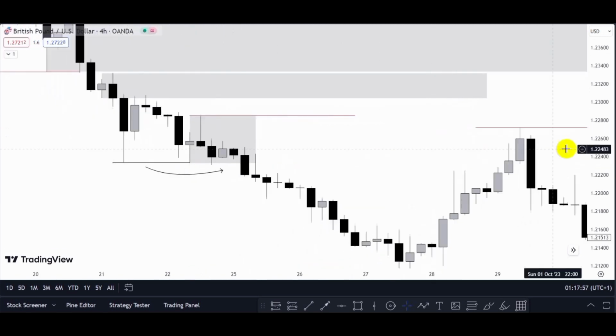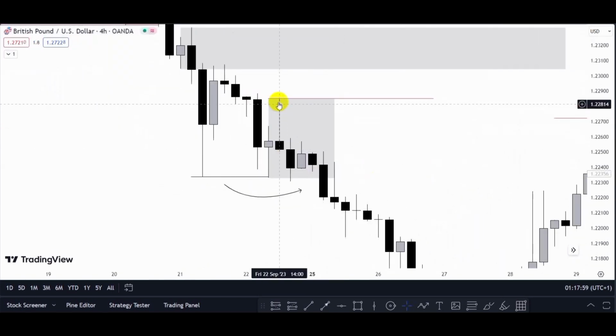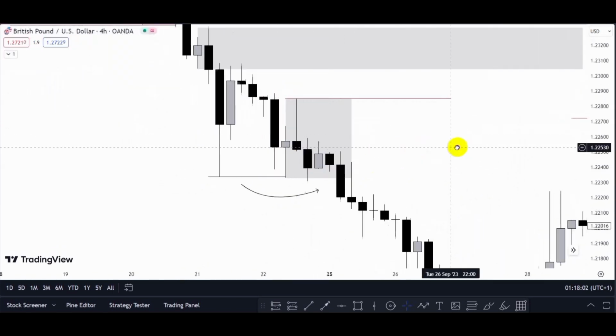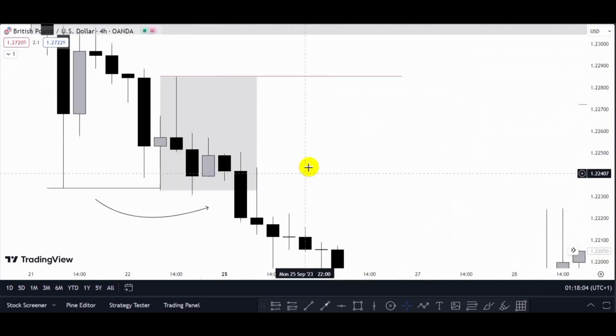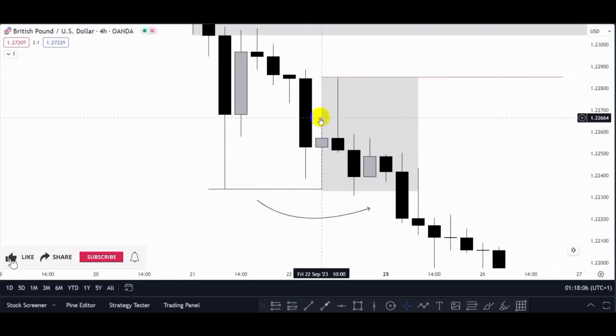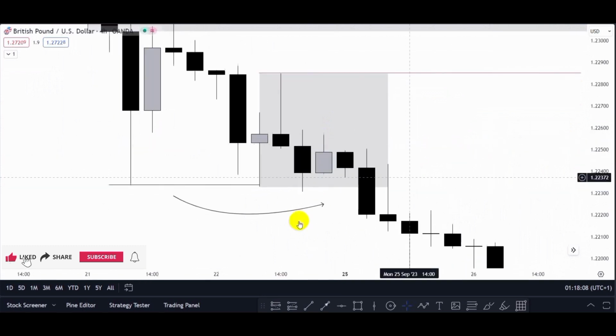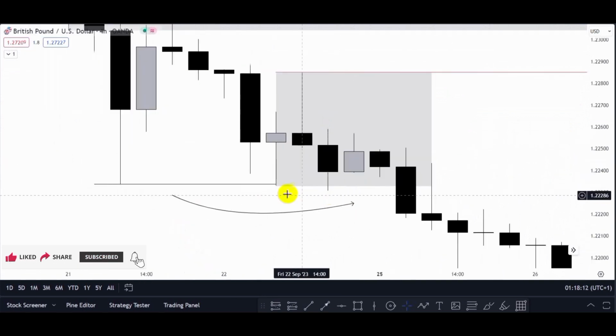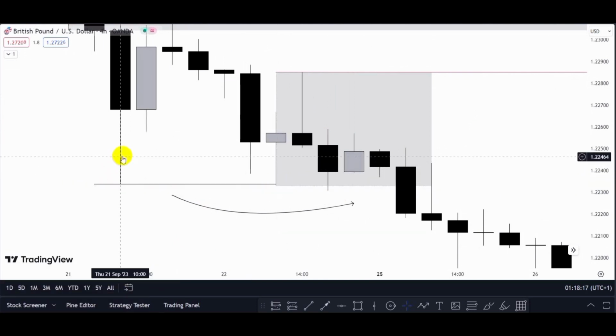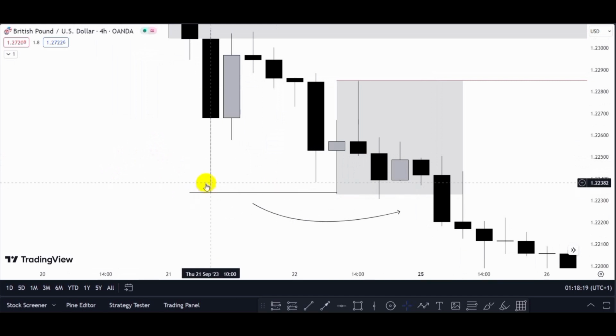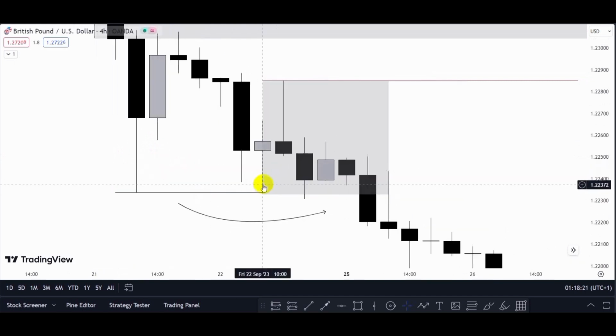We have this also as a valid pullback because you can see what we have here is price came to the downside. This is the lowest candle. This candle gave us our lower low here because this wick is lower than this wick. So price took out this sell side liquidity, and then we have a valid buying move because this move took out the high of this candle.